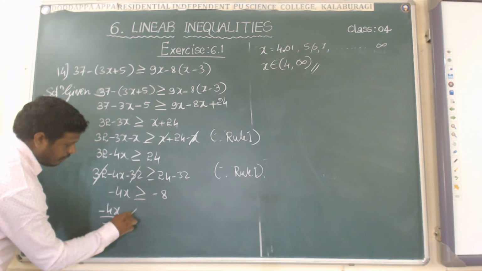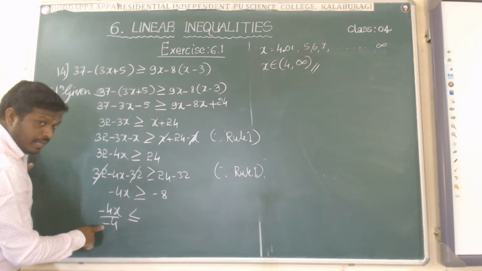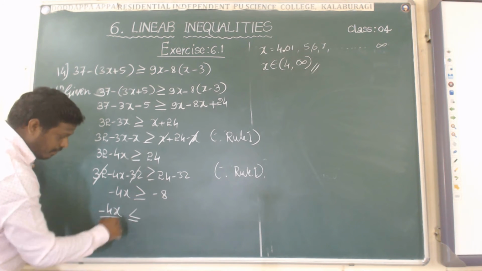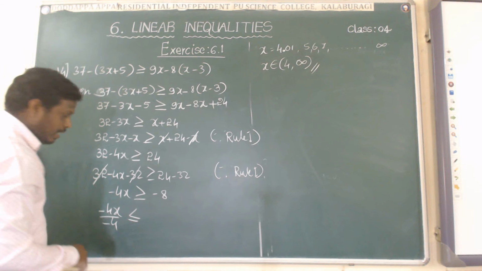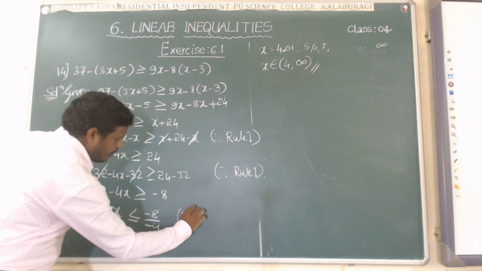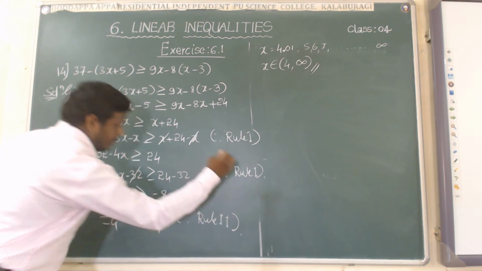Then the sign will be reversed. When we divide by a negative value, the sign will be reversed. This is the important point. Minus 8 by minus 4, because of the second rule. Please read the second rule.